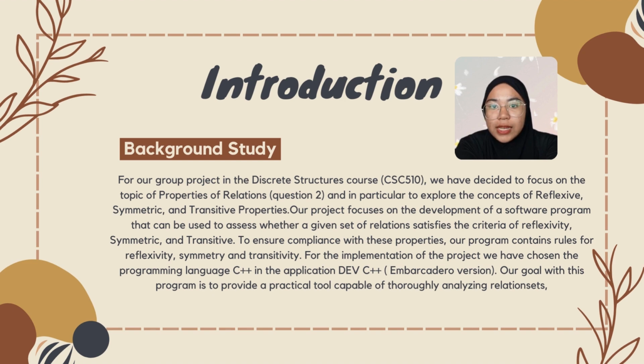For our group project in the discrete structure course CSC 510, we have decided to focus on the topic of properties of relation, which is question 2, and in particular to explore the concept of reflexive, symmetric, and transitive properties. Our project focuses on the development of a software program that can be used to assess whether a given set of relations satisfy the criteria of reflexivity, symmetry, and transitivity.